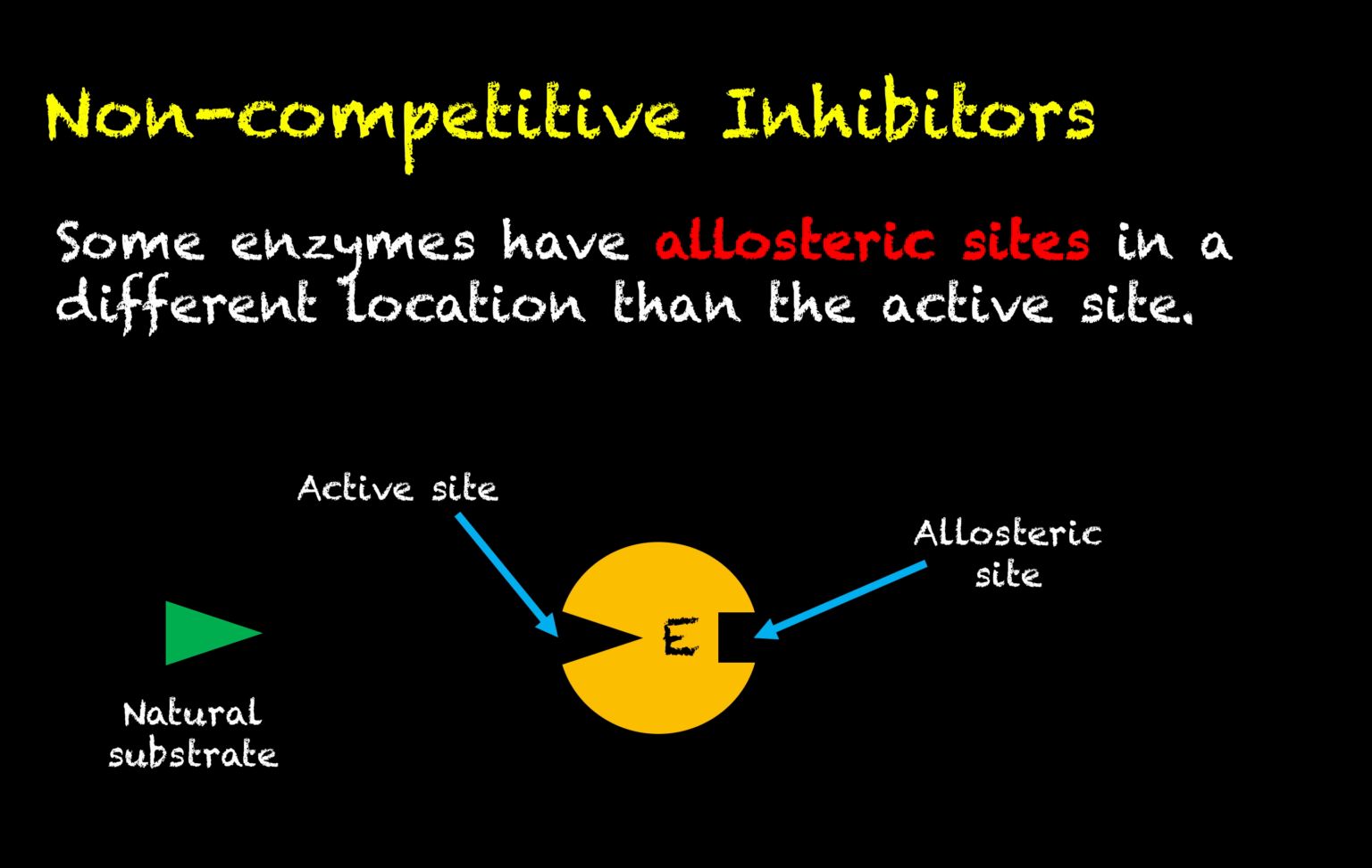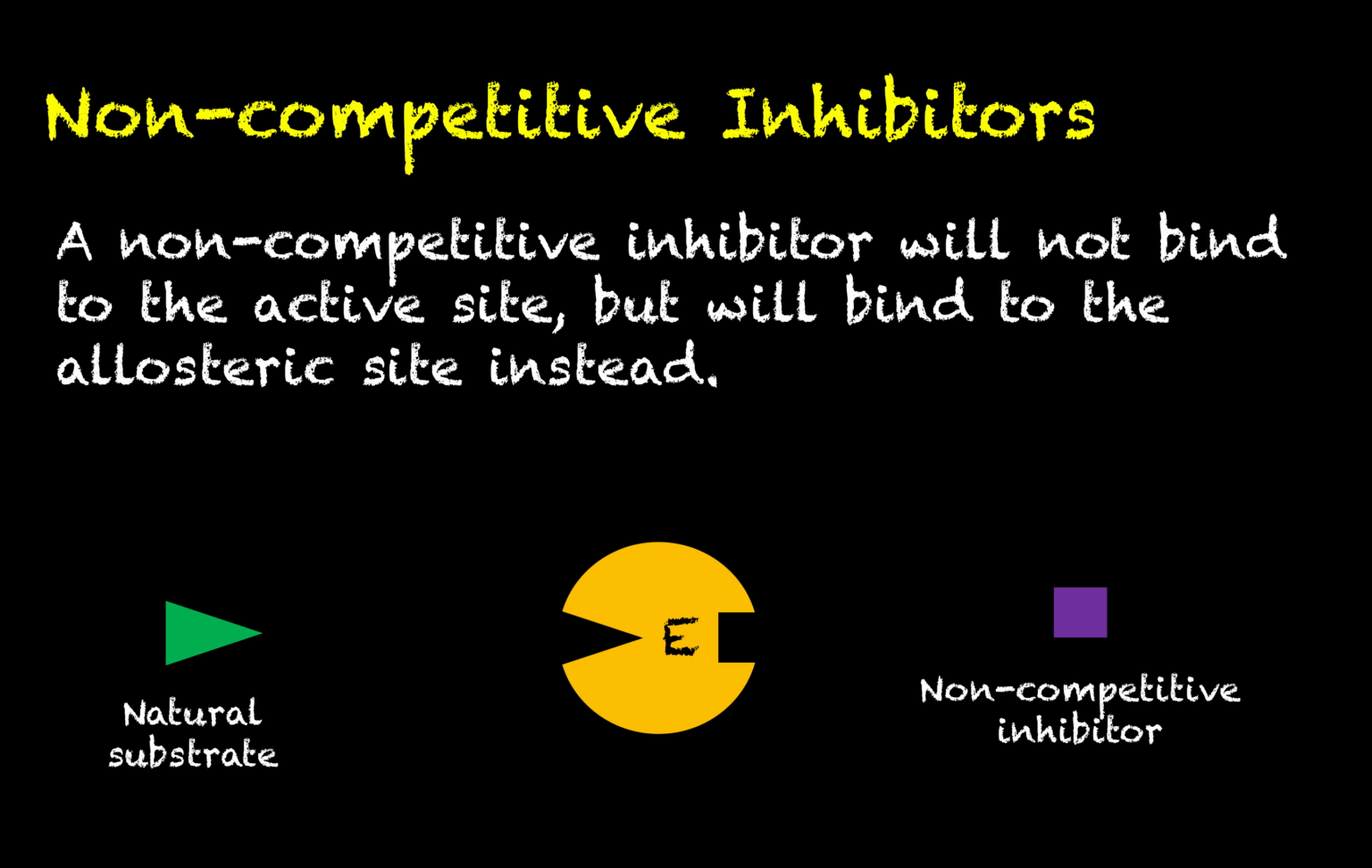The other type of inhibitor I want to talk about real quick are what are called non-competitive inhibitors. So some enzymes, in addition to their active site, also have what are called allosteric sites. Allosteric sites are located generally on a portion of the enzyme that is far away from the active site. So a non-competitive inhibitor is not going to bind to the active site, but will bind to the allosteric site instead. And you can hopefully appreciate that the non-competitive inhibitor here doesn't really have to even look like the natural substrate because they're going to be binding to different parts of the enzyme.